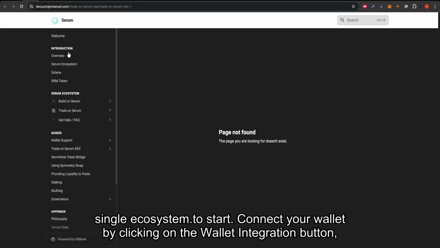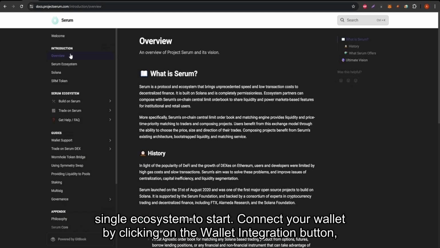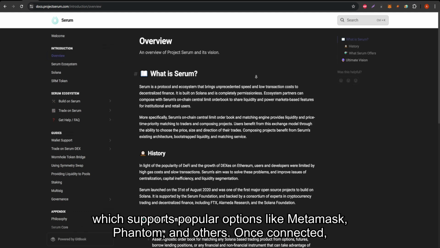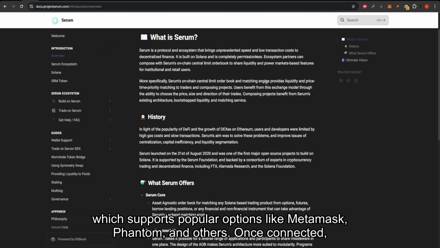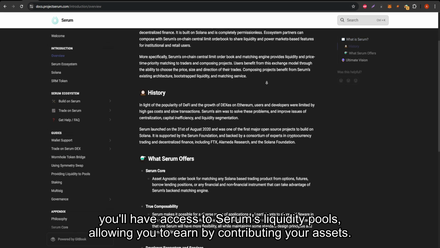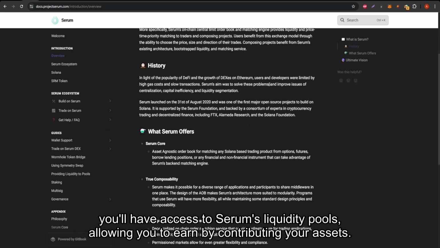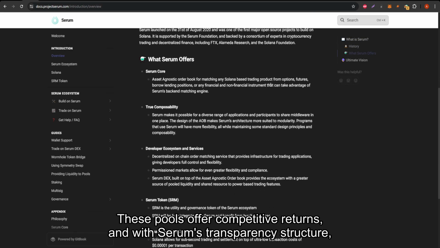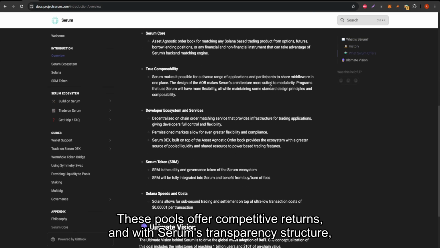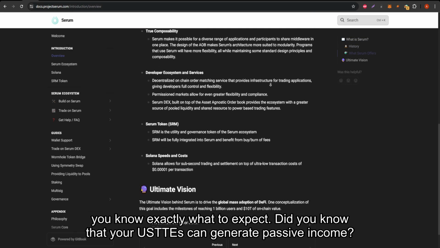to a single ecosystem. To start, connect your wallet by clicking on the Wallet Integration button, which supports popular options like MetaMask, Phantom, and others. Once connected, you'll have access to Serum's liquidity pools, allowing you to earn by contributing your assets. These pools offer competitive returns, and with Serum's transparent fee structure, you know exactly what to expect.